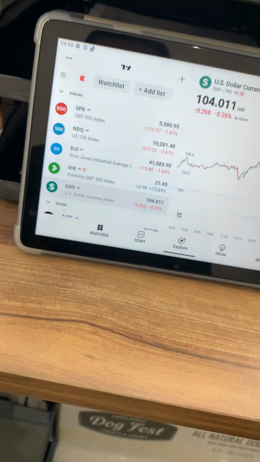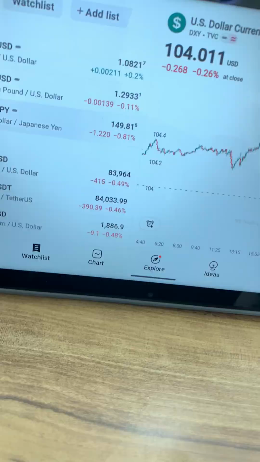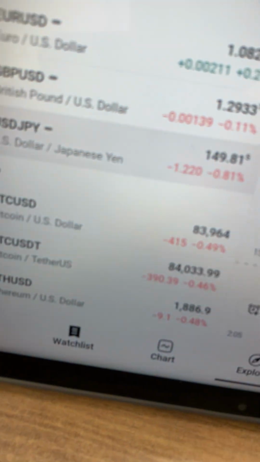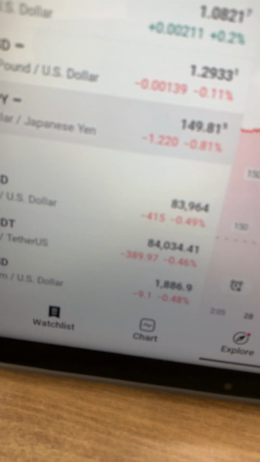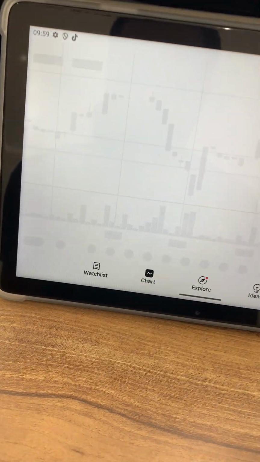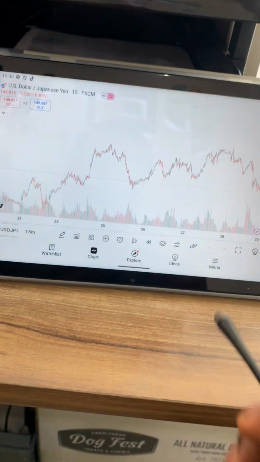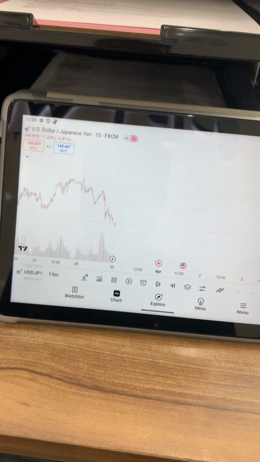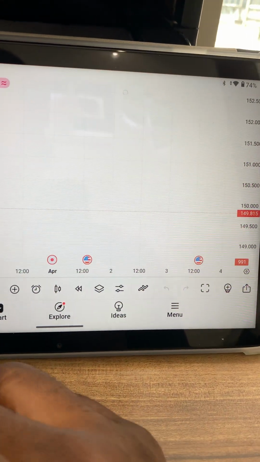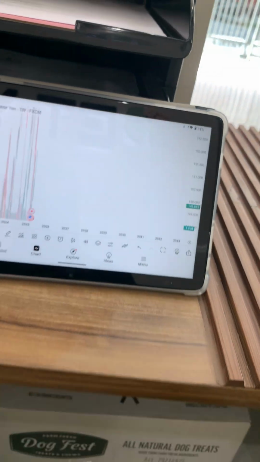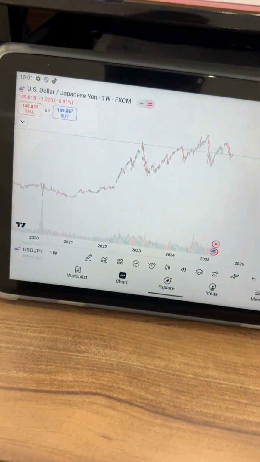If we could identify some, let's go down. Okay, sorry guys, this is USD JPY. Why is the chart not coming? So guys, this is USD JPY. As you can see, we are in the 15-minute time frame. So let's go to the 1 week time frame. I'm sorry, my colleague came in.